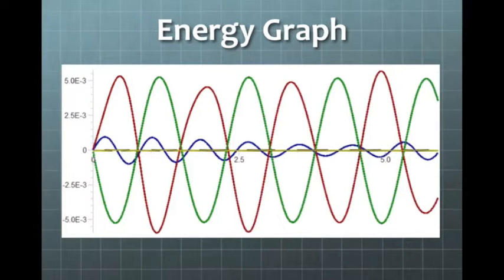Here is a graph of all of the energies in the system. The blue is the change in kinetic energy, the red is the spring potential energy, and the green is the change in gravitational potential energy. The yellow is the sum of the total energies in the system, which is 0.